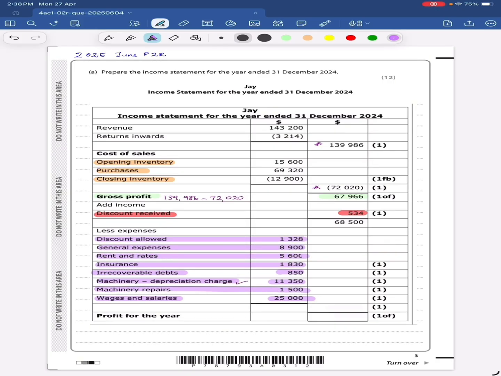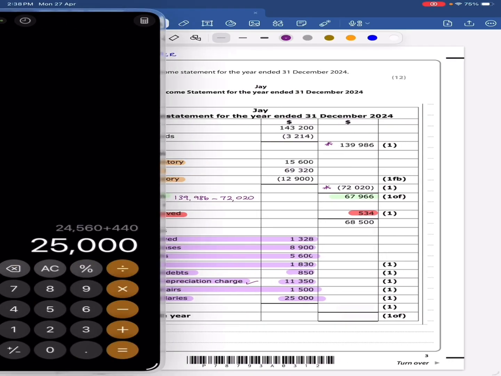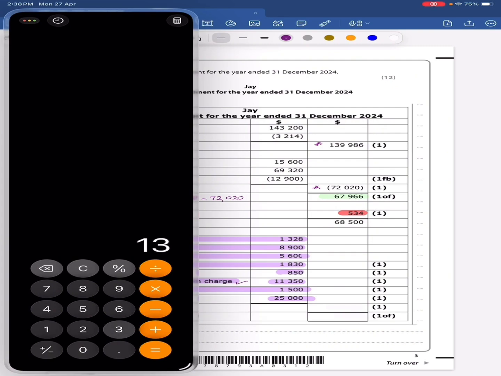Now we have finalized all the expenses. Let's total up all the expenses. It should be 1328 plus 8,900, add 5,600, add 1,830, add 850, add 11,350, add 1,500, add 25,000. It should be 56,358.